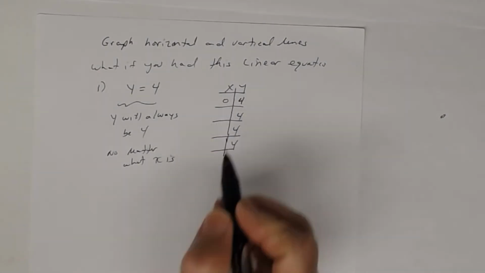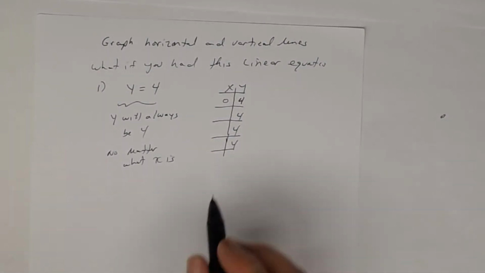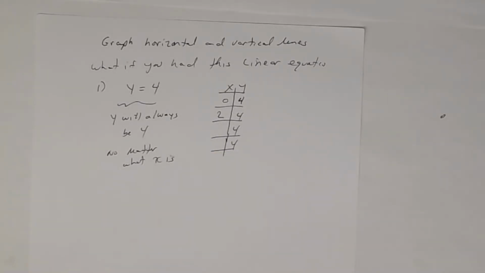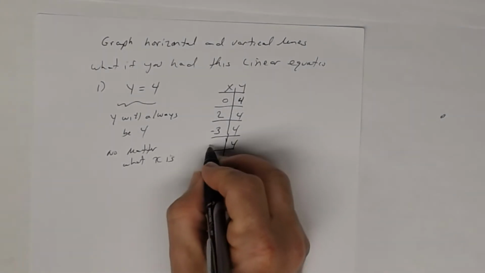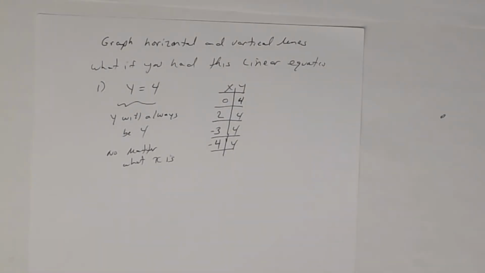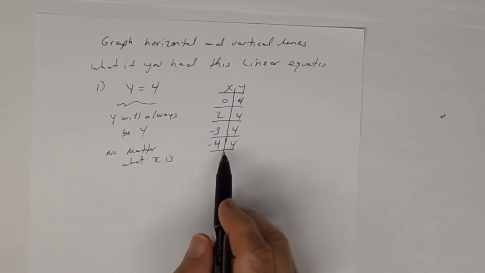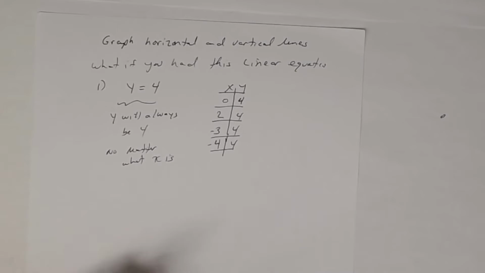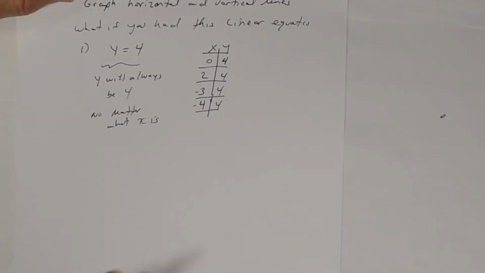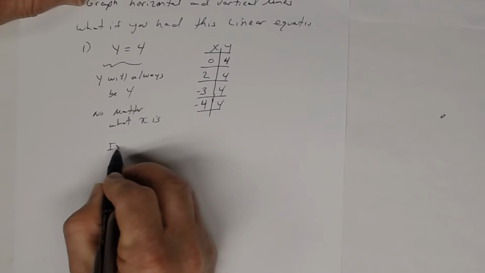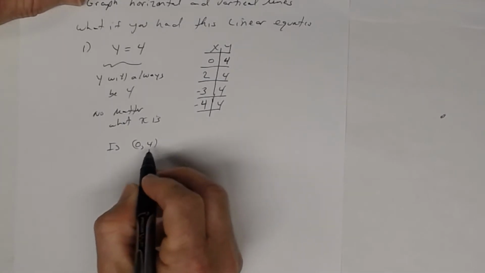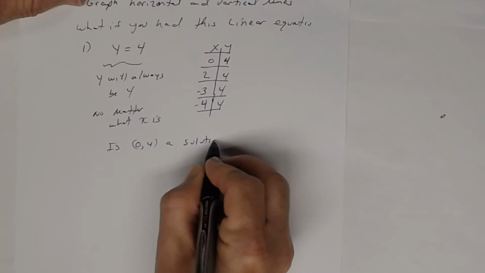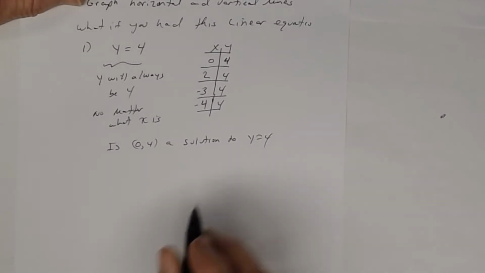So if x is 0, y is 4. If x is 2, y is 4. If x is negative 3, y is 4. If x is negative 4, y is 4. So these are all solutions to that equation. And you may ask, how can you tell if those are solutions? There are no x's in there. Good question, let's think about that. Here's my question: is the ordered pair (0, 4) a solution to y equals 4?